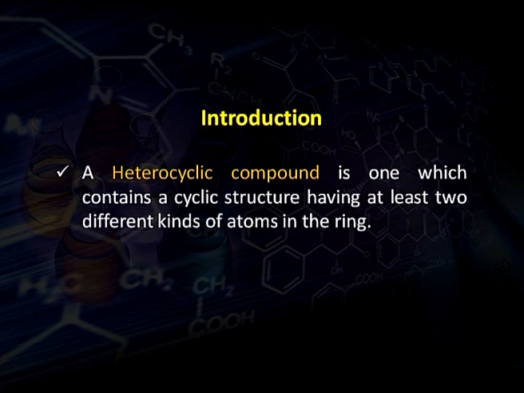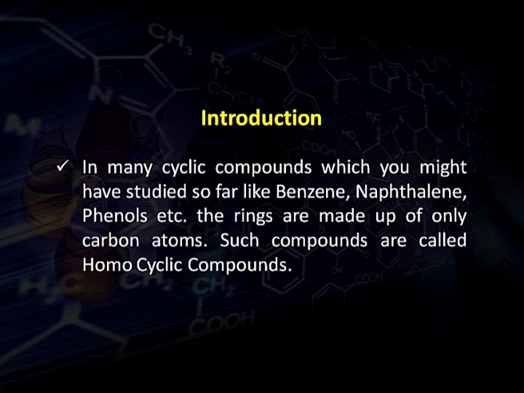A heterocyclic compound is one which contains a cyclic structure having at least two different kinds of atoms in the ring. In many cyclic compounds which you might have studied so far, like benzene, naphthalene, phenols, benzaldehyde etc., the rings are made up of only carbon atoms. Such compounds are called homocyclic compounds. But there are a large number of compounds which are made up of rings containing, in addition to carbon atoms, other kinds of atoms also.